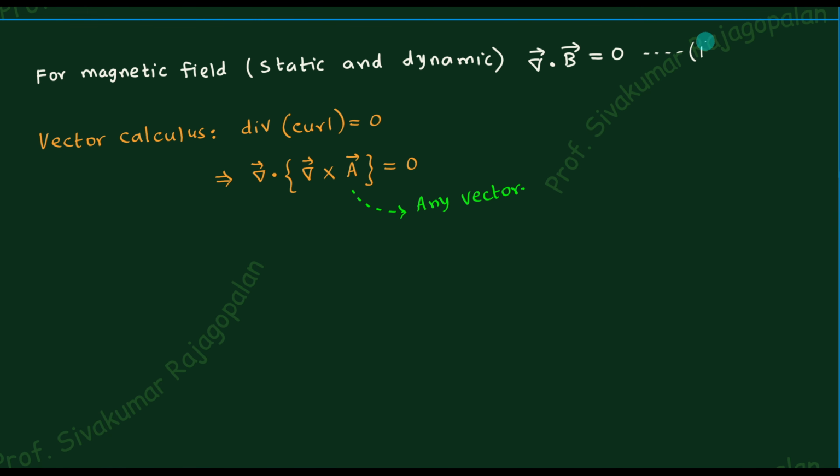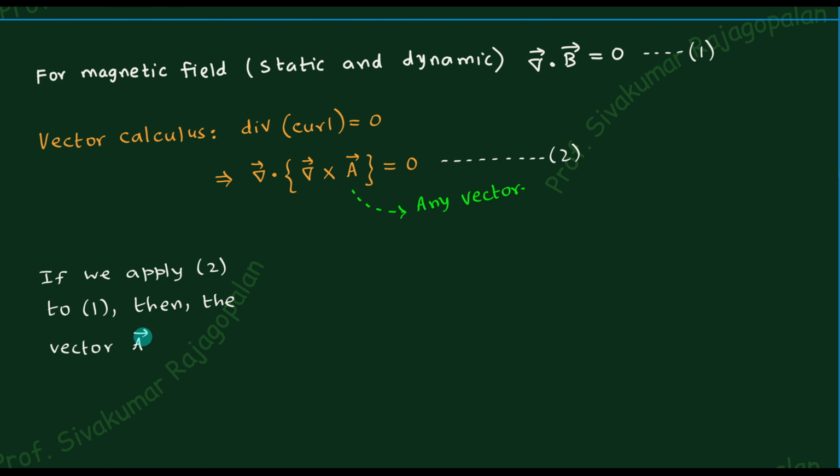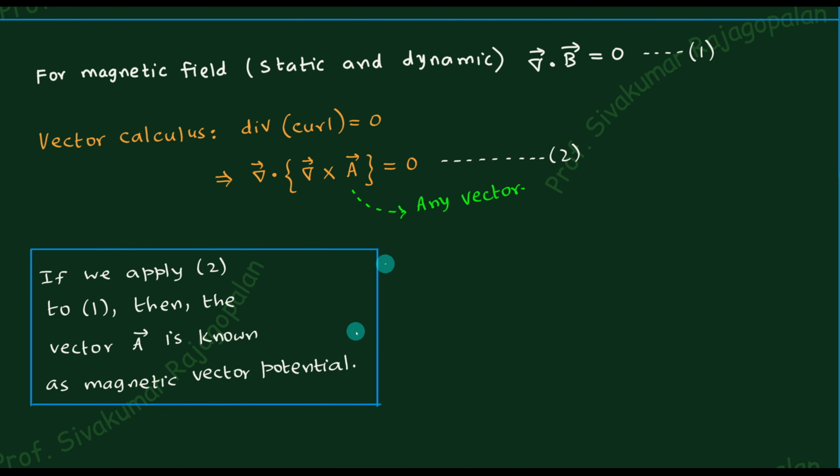What happens if you combine the results of 1 and 2? Let us consider them as equation numbers 1 and 2. Try to apply rule 2 to equation number 1. Then what could be the capital A vector? We are going to give the capital A vector the name magnetic vector potential. Of course, this is quite familiar to you; we have seen the details in the last class.